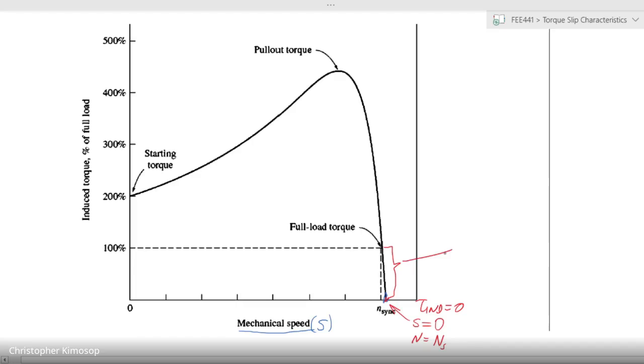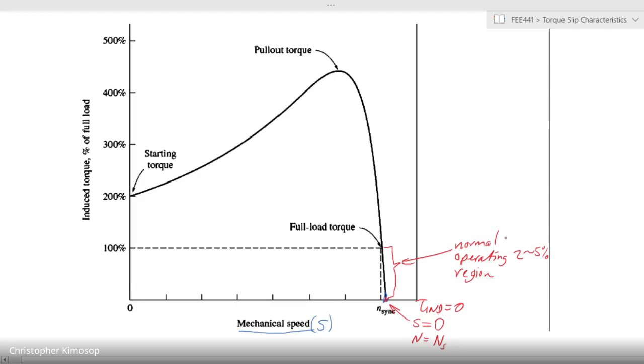That section is the normal operating region. Remember when we spoke at the beginning, we said that slip is usually a very small figure, and we said between 2 to 5% slip. Now, this region, if you notice, the curve itself is almost linear. It tends to be linear.